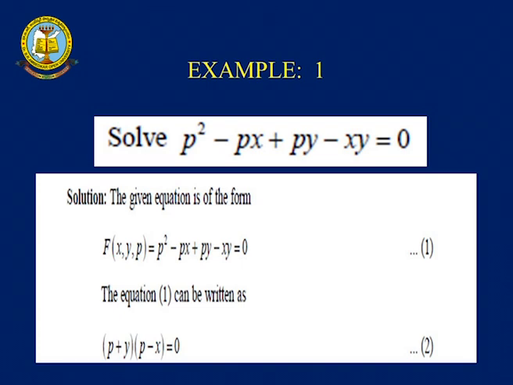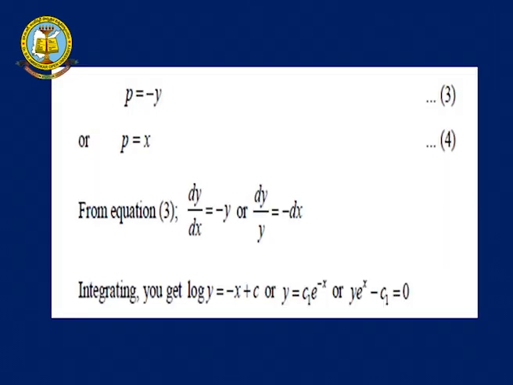So equation 1 we are writing in factorized form, then equation 1 becomes p plus y into p minus x equal to 0, that is ab equal to 0, which is nothing but a equal to 0 or b equal to 0. So when we take p plus y equal to 0, we get p equal to minus y, that is equation 3. And next, p minus x equal to 0, no. So that equation becomes p equal to x, that is equation 4.